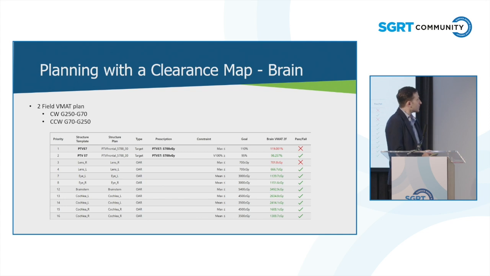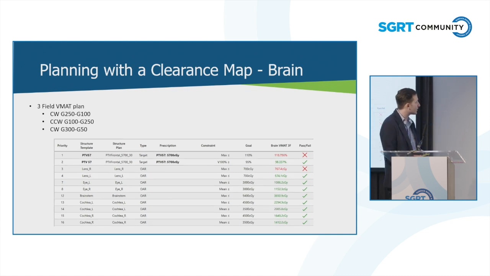So with a two-field VMAT plan, just 2 arcs, and this is the constraints table that we use. With a few optimizations, that's where I stopped. And if I could reduce the hotspot a little bit, it would probably be clinically acceptable to treat at our center. So that was a good starting point. I tried to add a 3rd arc to see if it made a difference, to try to get some of that hotspot down, and the lens dose was the thing that bothered me the most, the right lens, and it didn't really seem to matter.